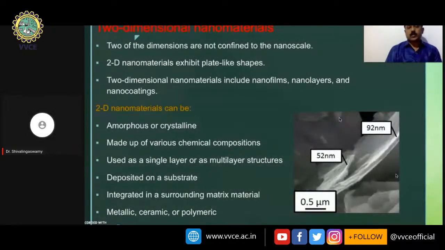And two-dimensional nanomaterials, if you consider, two dimensions are not confined to the nanoscale, or in other words, one dimension is confined to the nanoscale. Nanofilms, nanolayers, nanocoatings, etc. come under this classification. Again, very similar to the first two categories, they could be amorphous, crystalline, or made of various chemical compositions or a single composition. Since nano is very small, they are generally deposited on a substrate, and they can be integrated in matrix material. They could be metallic, ceramic, or polymeric, etc.